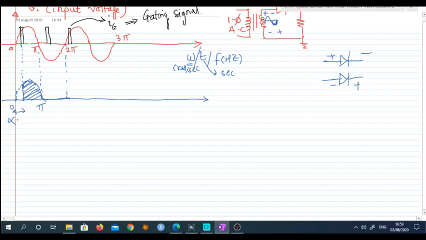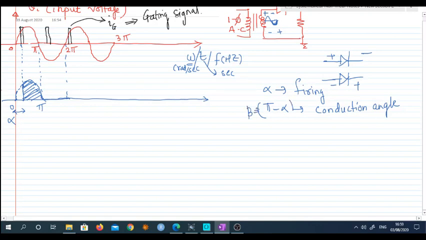Now this period alpha is called the firing angle. This angle is called the firing angle, and this pi minus alpha period is called the conduction angle. You can observe this particular period, the conduction angle, which is denoted by, let's say, beta, is totally under the control of the gating signal. If the gate pulse appears prior to this period, somewhere here, then there will be more output voltage.